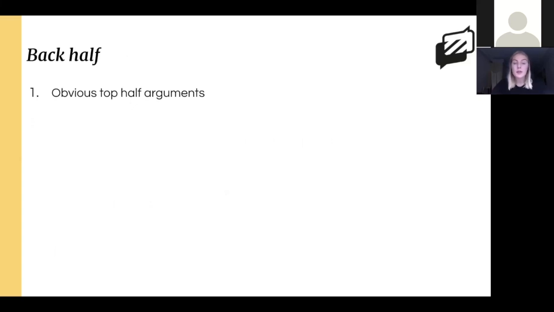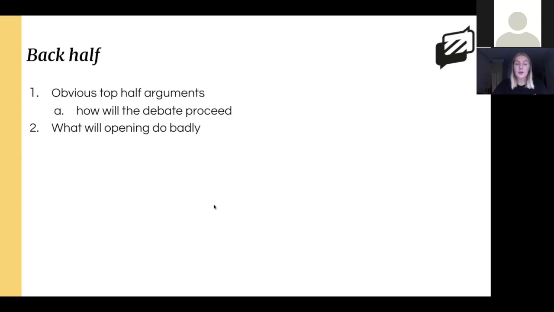So the first thing is always to consider what are the most obvious top half arguments. If you're in closing opposition, you really need to be quite clear or have a great understanding of what are the most likely arguments that your opening opposition team is going to make, because you are going to be needing an extension. So essentially, try to picture how the debate will proceed.